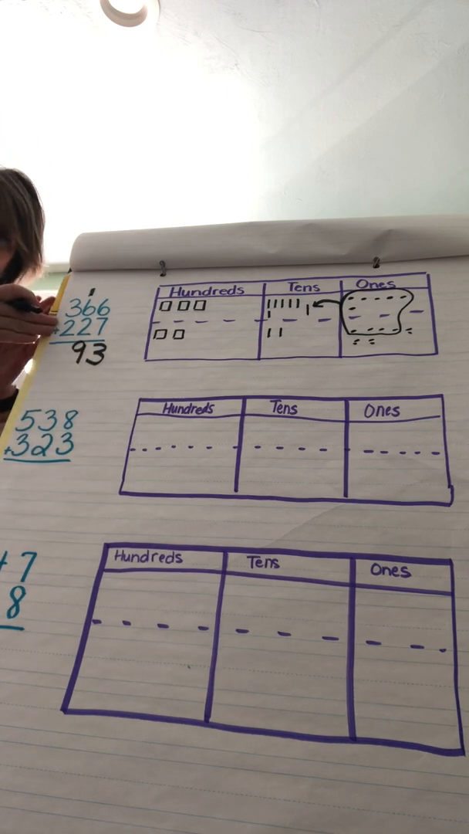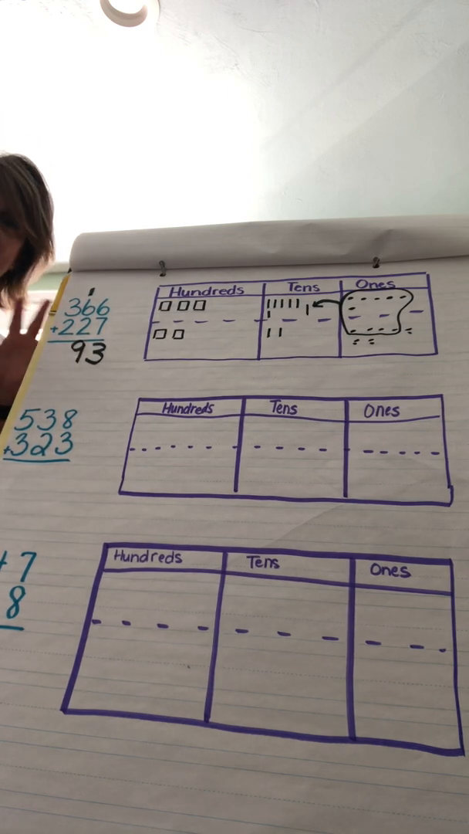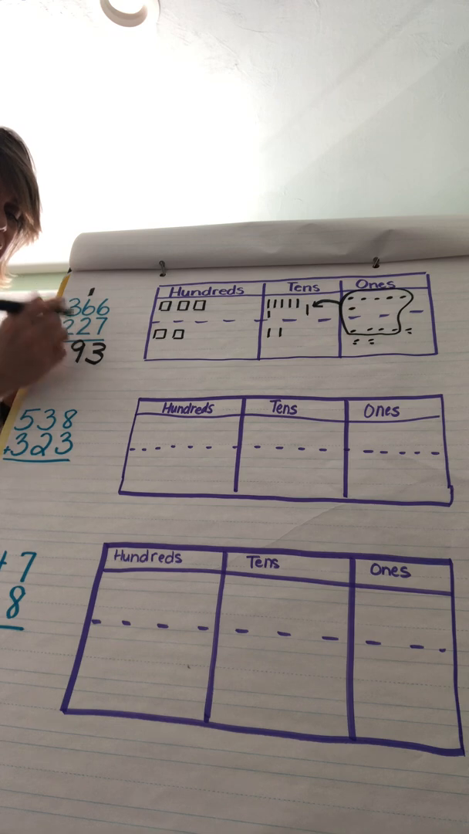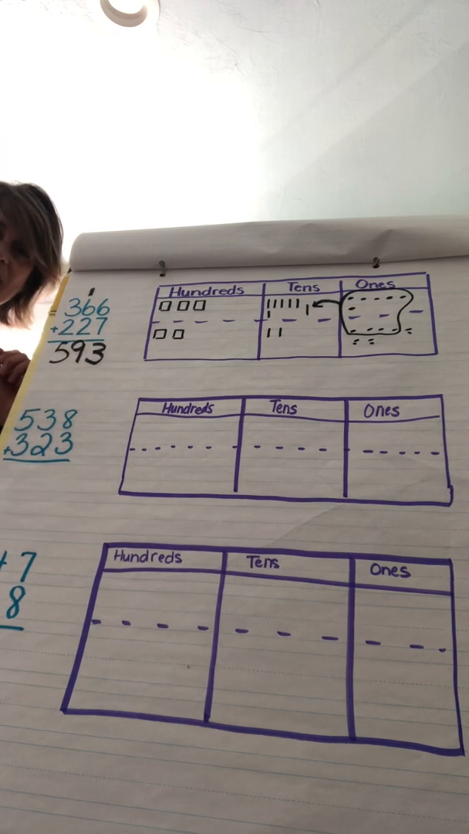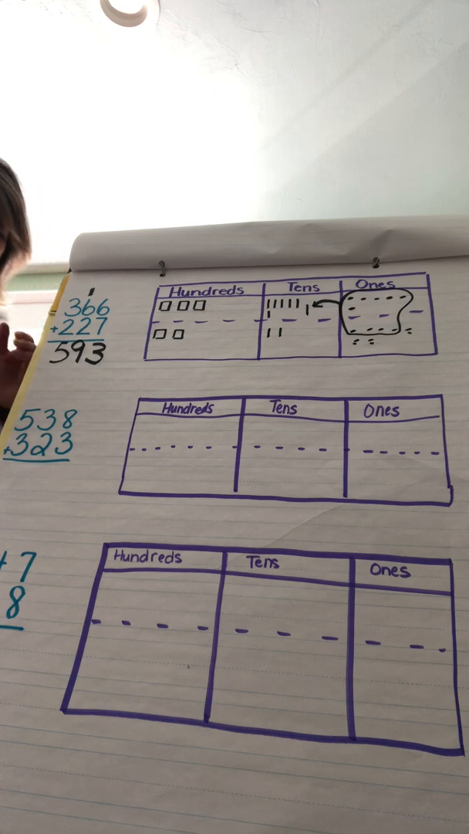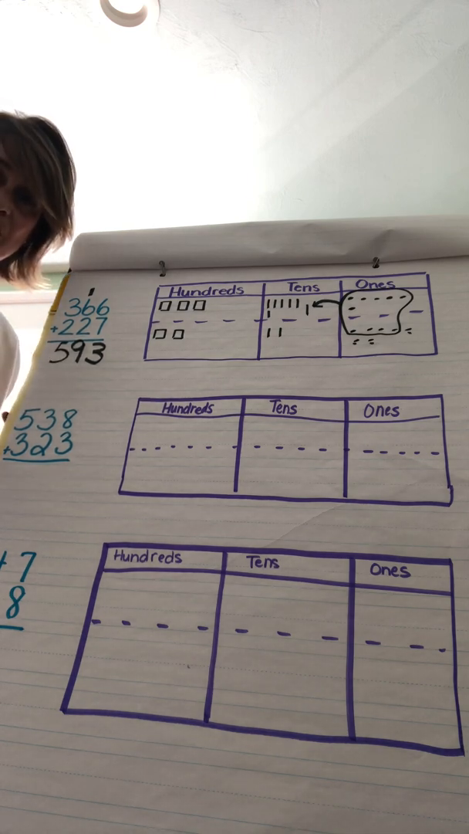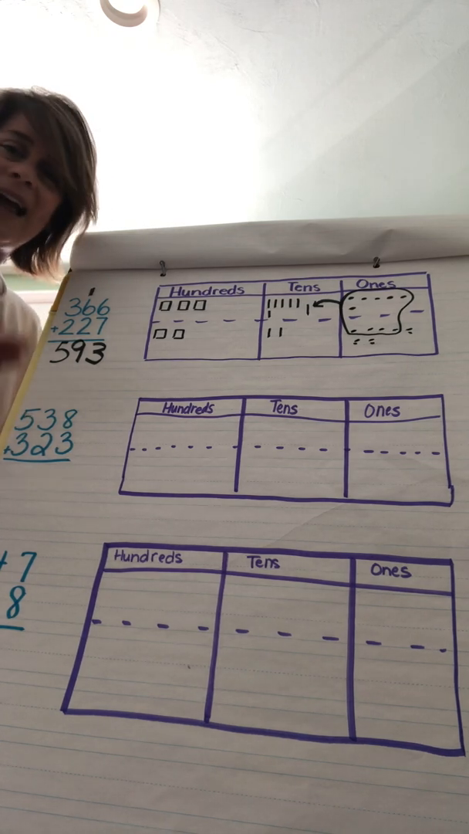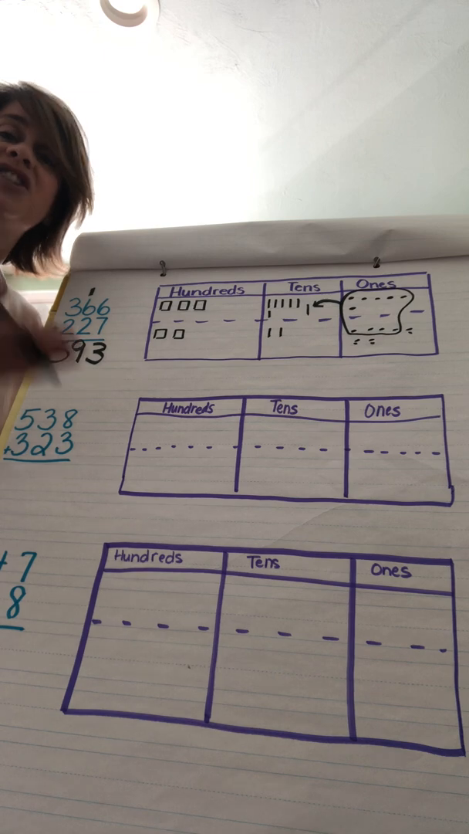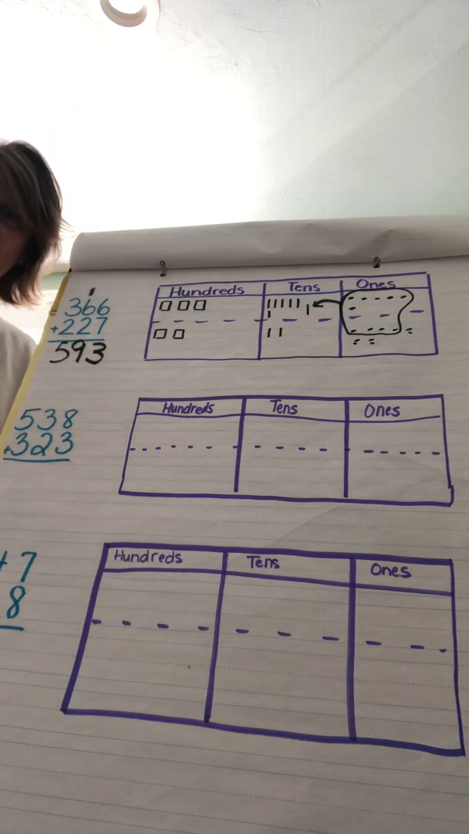And then I just go to the hundreds place. It's just that I'm not done yet. 3 plus 2 is 5. So my sum is 593. So really, boys and girls, once you know how to do two-digit addition with regrouping, the three-digit addition with regrouping is not any more difficult. It's just a little bit more work. There's a whole other column.